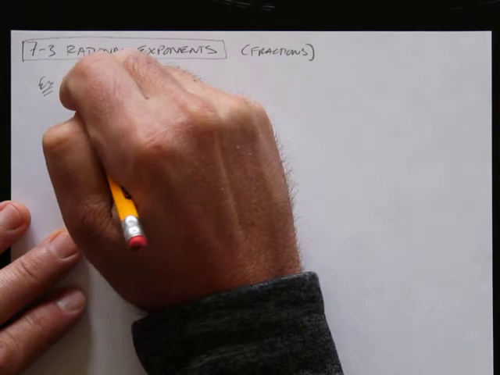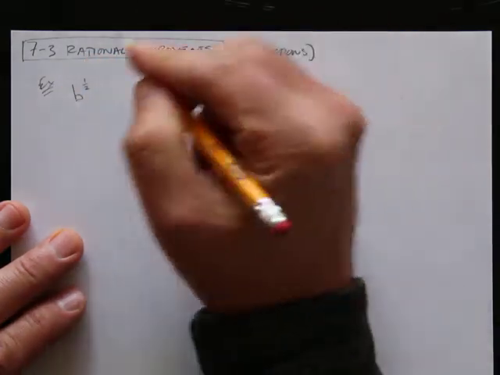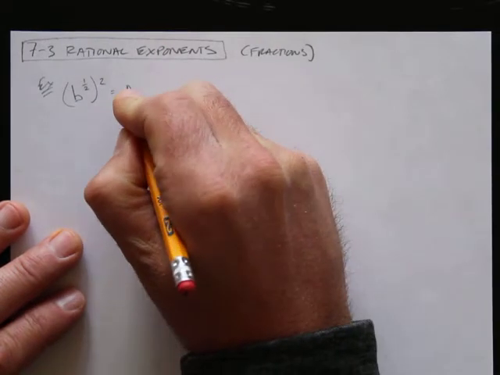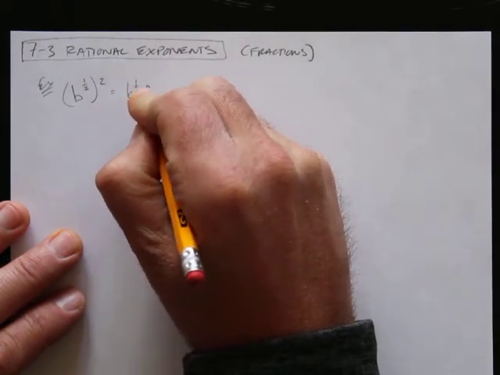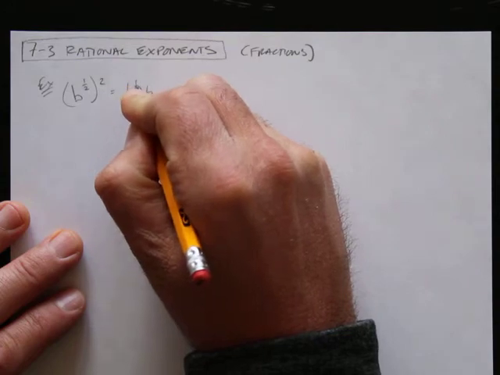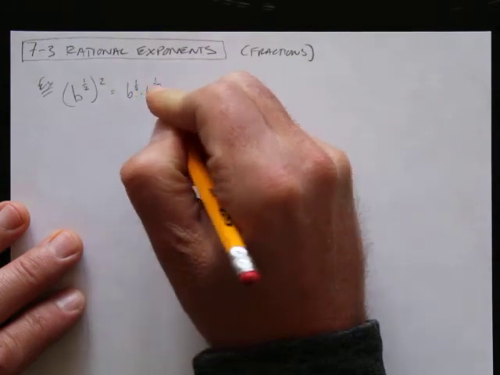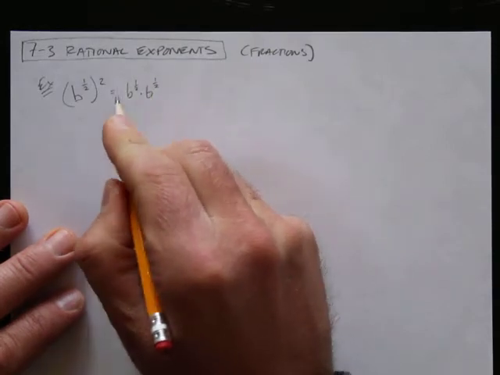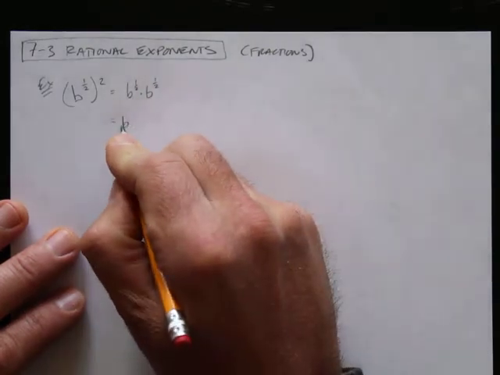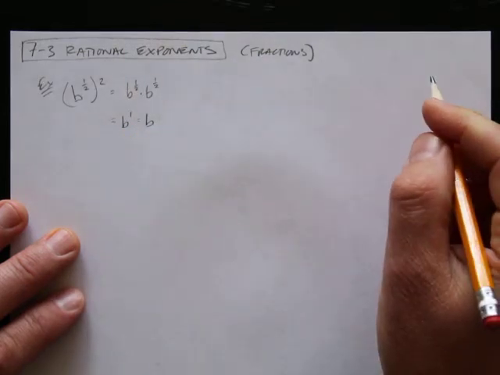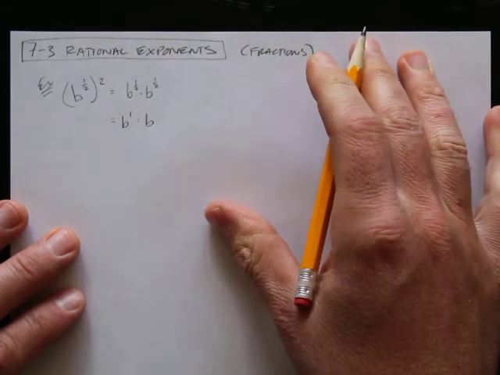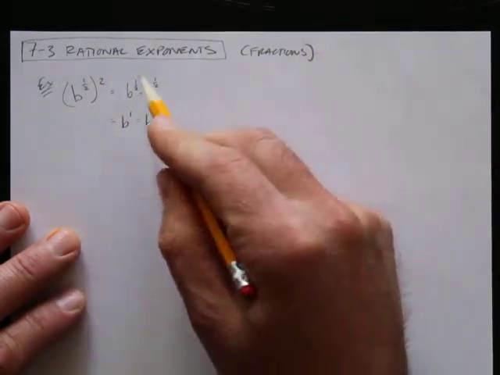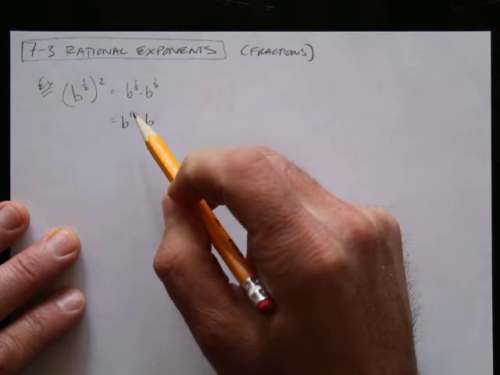If I have b to the 1/2 power raised to the power of 2, that's the same as b to the 1/2 power times b to the 1/2 power. Remember, when we multiply powers, we add the exponents. So that's b to the 1, which is just b, right? Now, keep that in mind, or remember this from what we've been doing already.